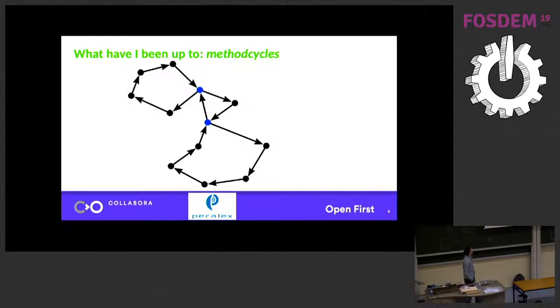Method Cycles is a plugin that I fairly recently wrote, and I'm very proud of this one. It took me a long time to get to the point where I understood the Clang AST and I understood C++ well enough to be able to write it. What it does is it constructs a graph over our entire code base of method calls. So basically I have a map of pairs from source method to destination method, or actually from source function to destination function.